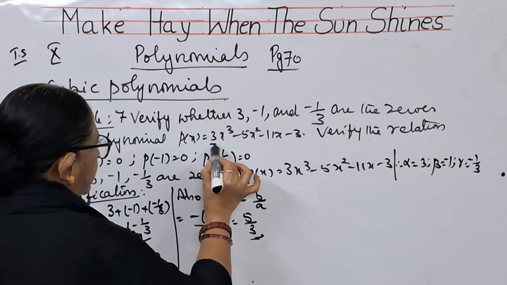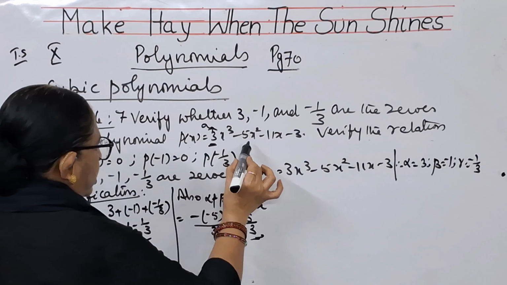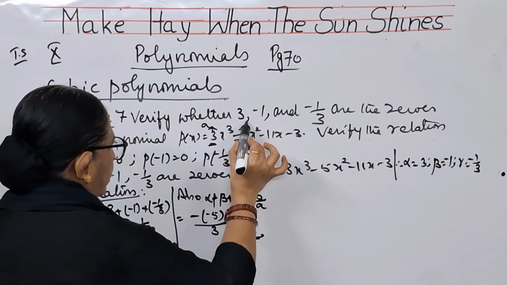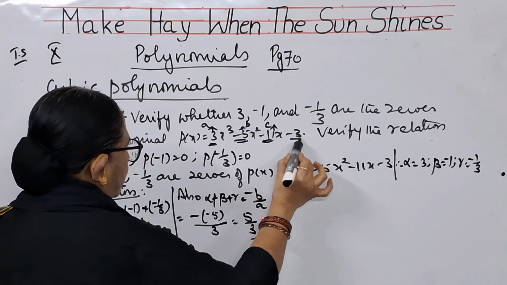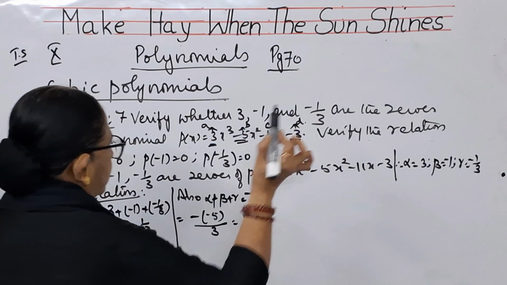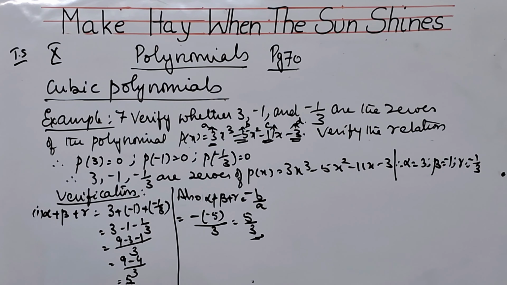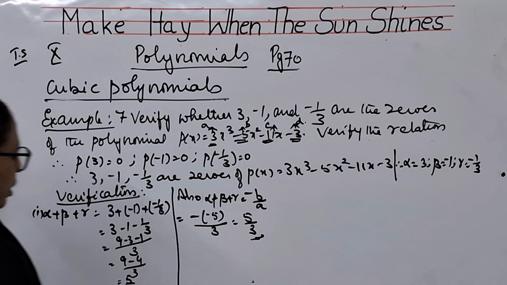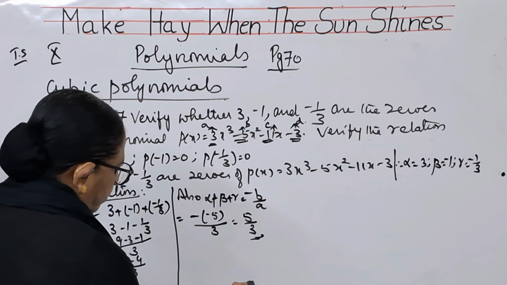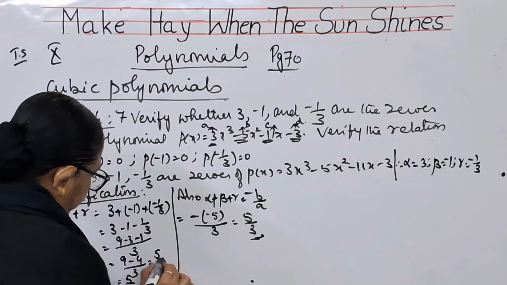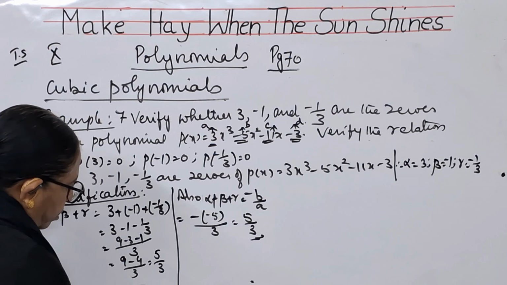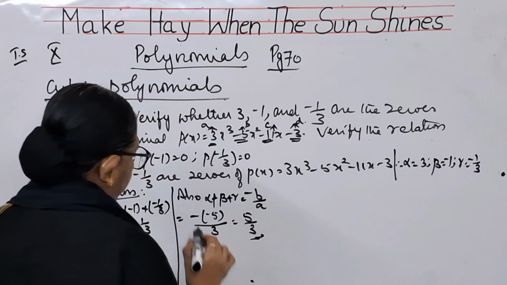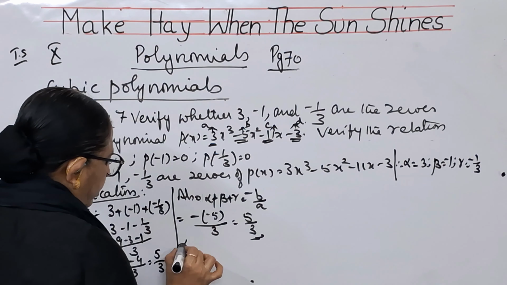This 3 is considered as A. -5 is considered as B. -11 is considered as C. -3 is considered as D. Remember that: A, B, C, D. So, I have done the first one. Now, the second one. This I will write 5/3. Maybe you may not see this 5/3. Up to 5/3.